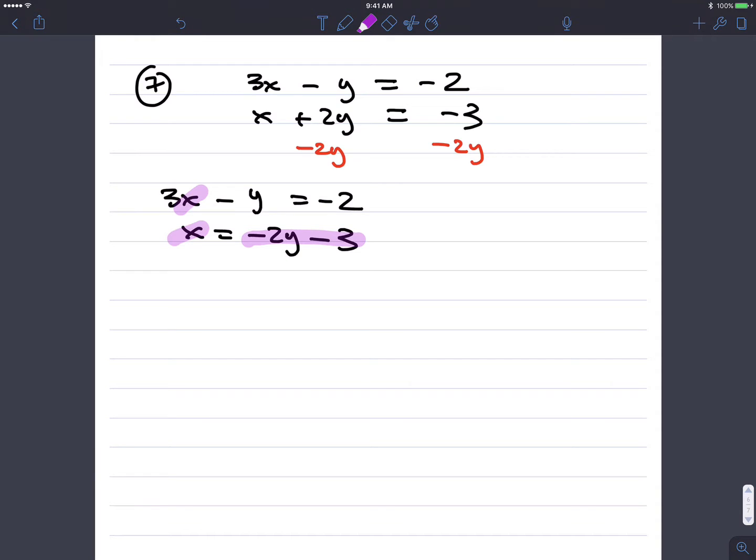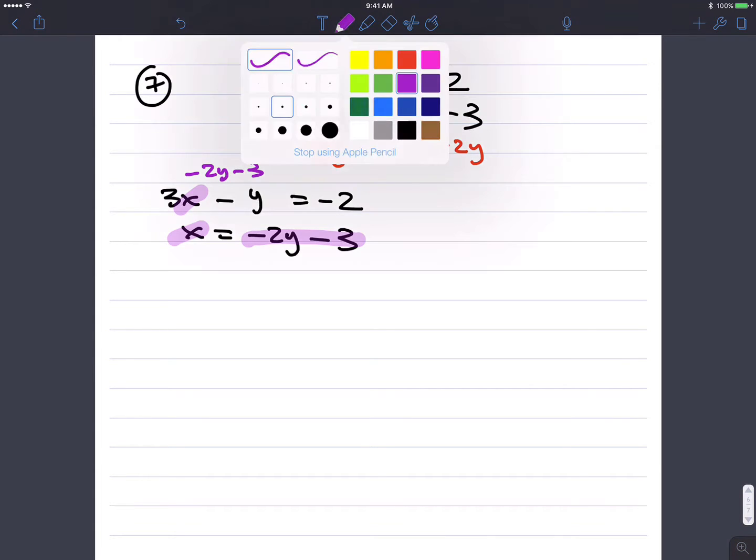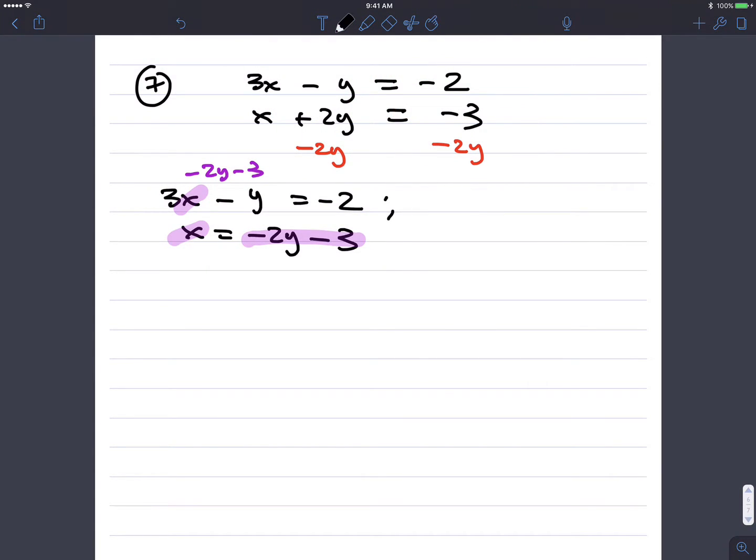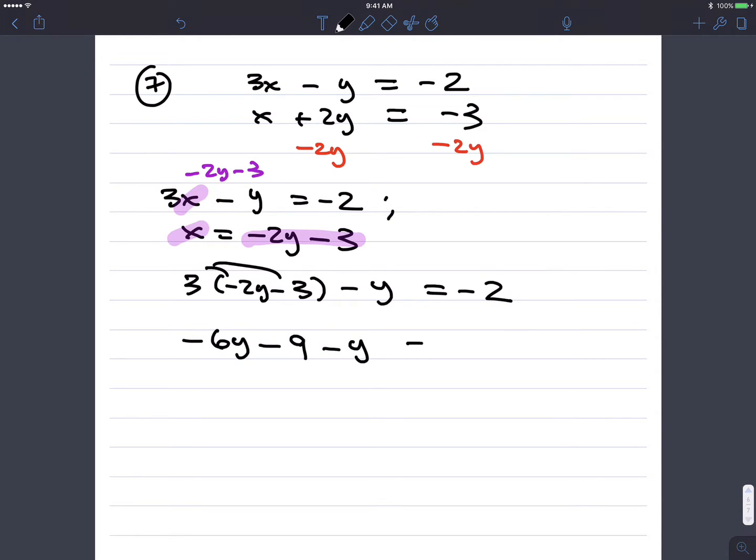Replace the x in the first equation with negative 2y minus 3. This gives us 3 times negative 2y minus 3 minus y is negative 2. When we distribute, we get negative 6y minus 9 minus y is negative 2. Negative 10y minus 9 is negative 2.